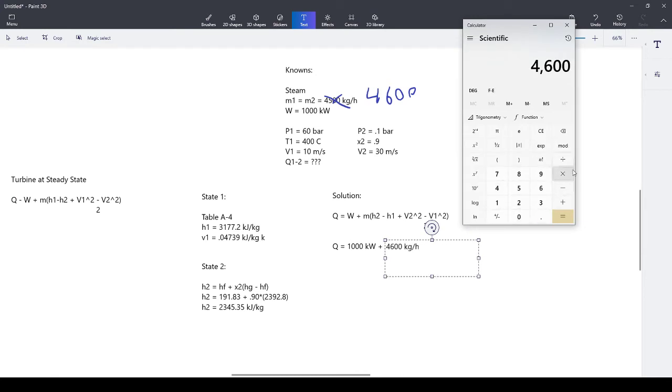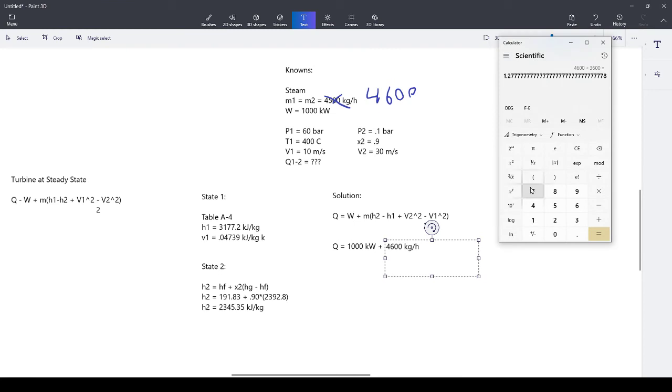So I will do that right here on the screen. So 4,600, or is it times? No, it's not. It's the other way. Sorry. I just freaked out for a second, of course. So it is divided by 3,600. So 1.277.